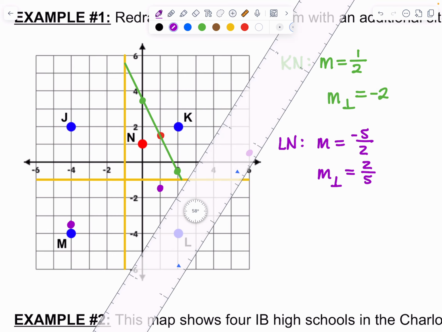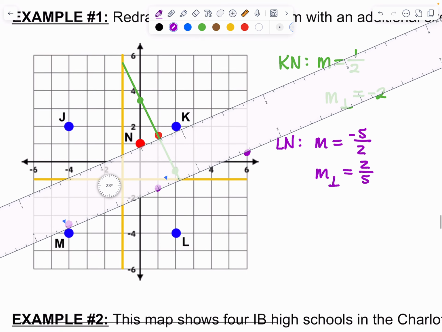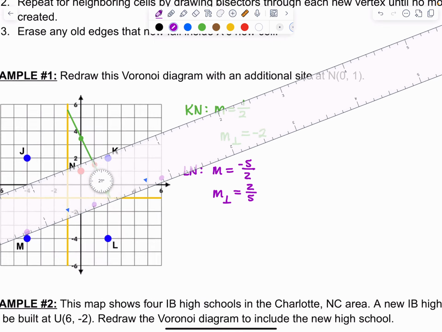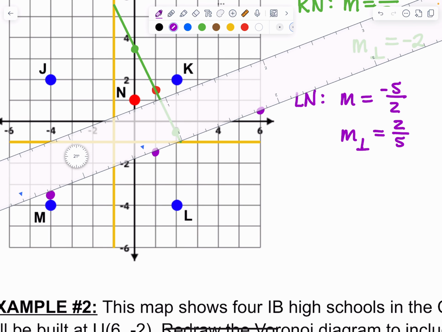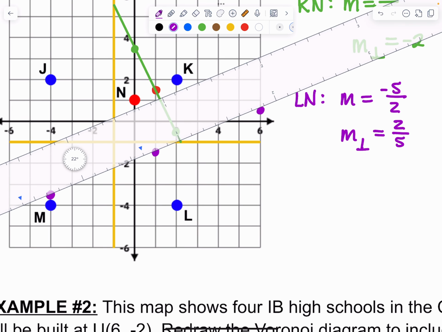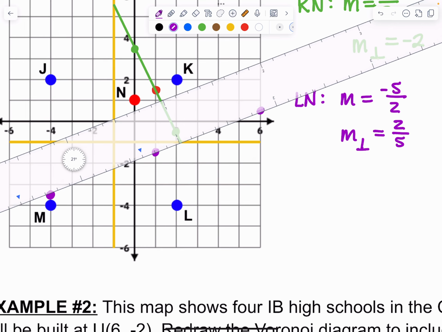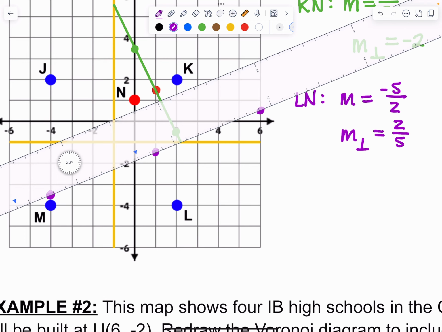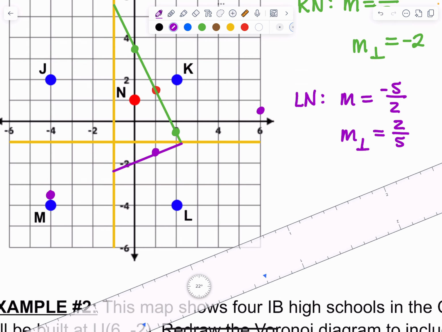Okay. So now I'm going to draw this bisector. But remember, once you touch the other vertex, you can stop. So I can draw that one right there. I don't need the other points because I've already drawn that.